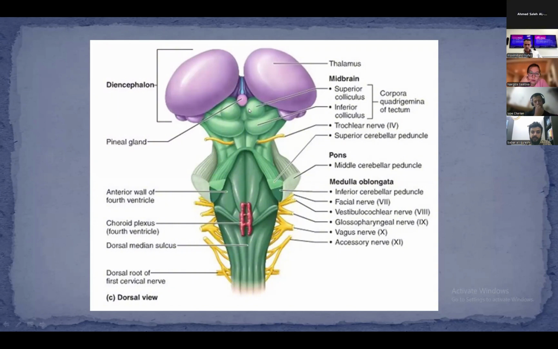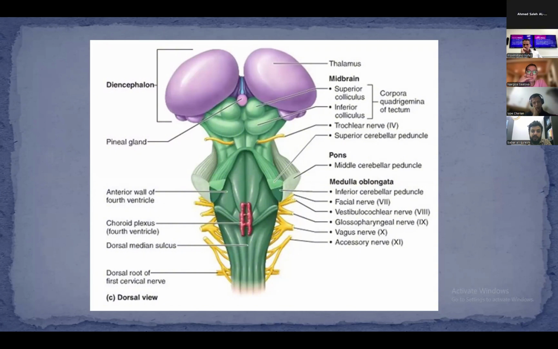In the part in green color, we can see there are four swellings. Two above, the superior colliculi, and the inferior ones, the inferior colliculi. Together, they are called the corpora quadrigemina of the tectum. This is the tectal part of the midbrain.